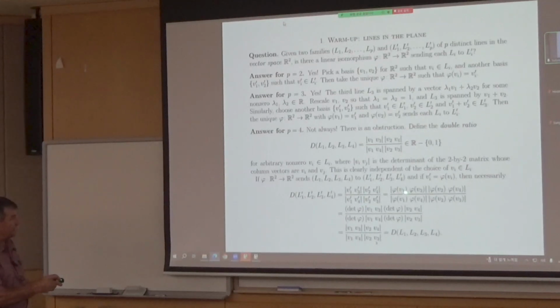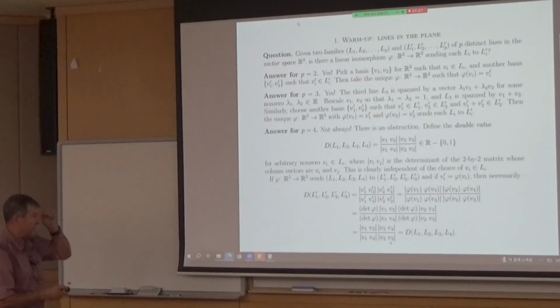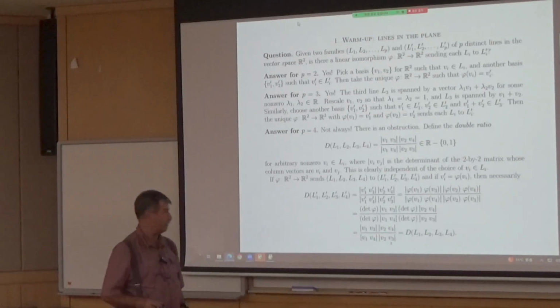Now you substitute phi of V1 instead of V1 prime and so on. So that's this. But then, by a property of determinants, the determinant of the images like that is just the original determinant of V1, V3 multiplied by the determinant of phi, because this matrix here is the matrix of phi times V1, V2. So you see 2 determinants at the top, 2 determinants at the bottom, they cancel out, and so you are left with a ratio with no determinant, which was our original double ratio.